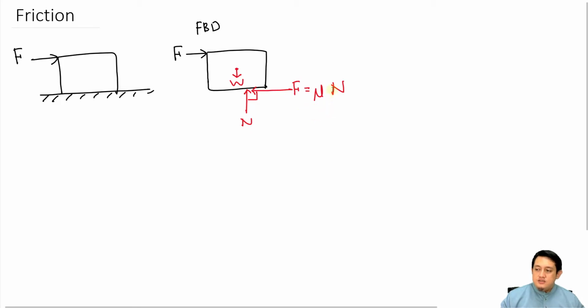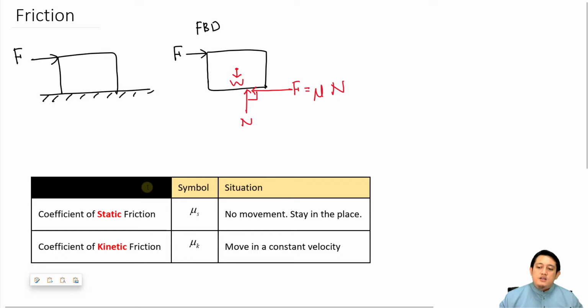So this mu here will differ based on the type of the surface. And for this mu also, we have two types. So what is mu? Mu here is actually the coefficient of friction. As I mentioned earlier, we have two types of coefficient of friction. The first one is the coefficient of static friction. The second one is the coefficient of kinetic friction. For the coefficient of static friction, the symbol is mu S, and for kinetic friction it is mu K.